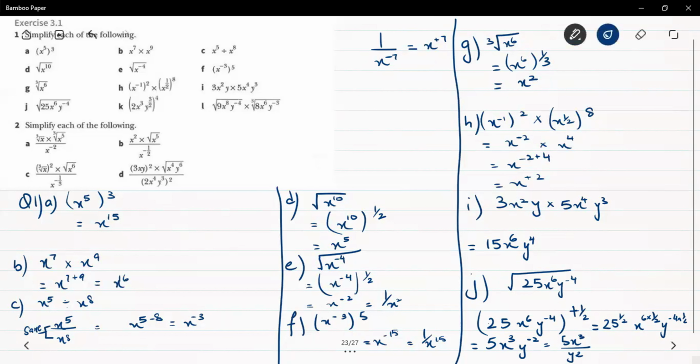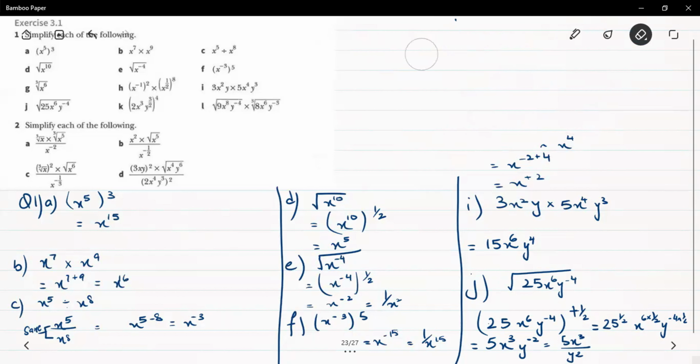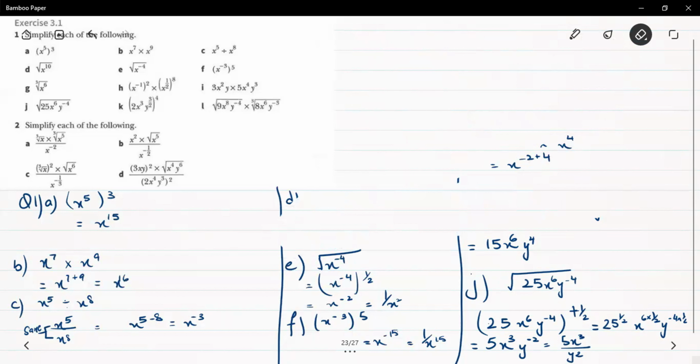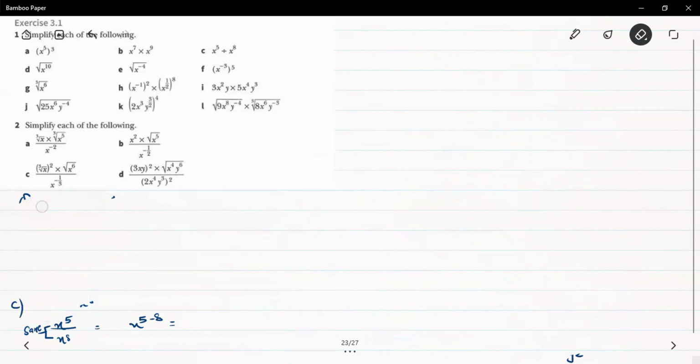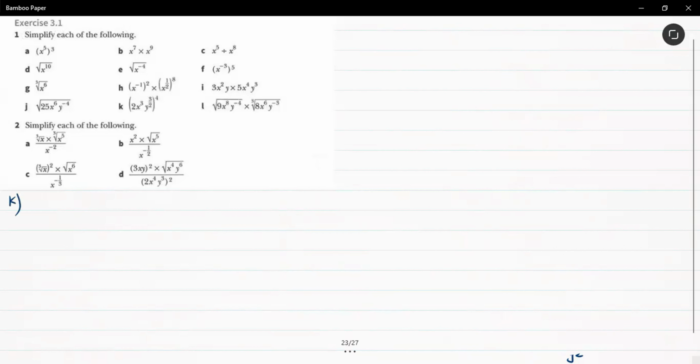Now let me erase this. We've done part J. For part K, what we have is 2x cubed y to the power 3 over 2, all raised to the power 4.